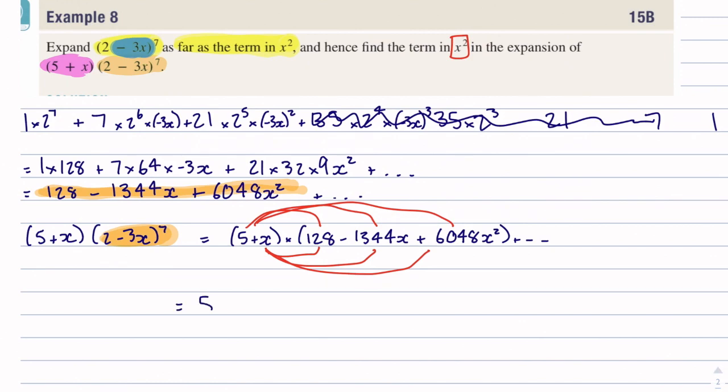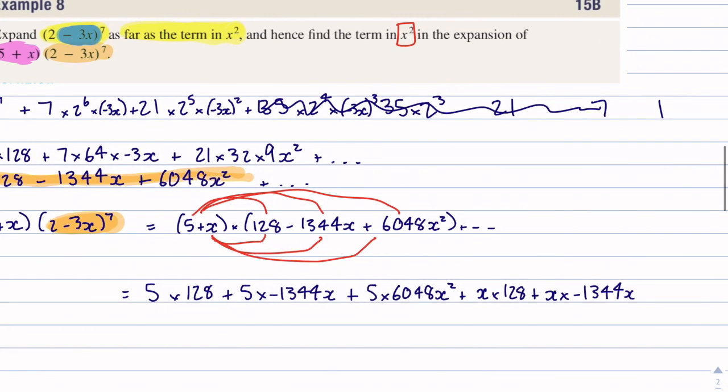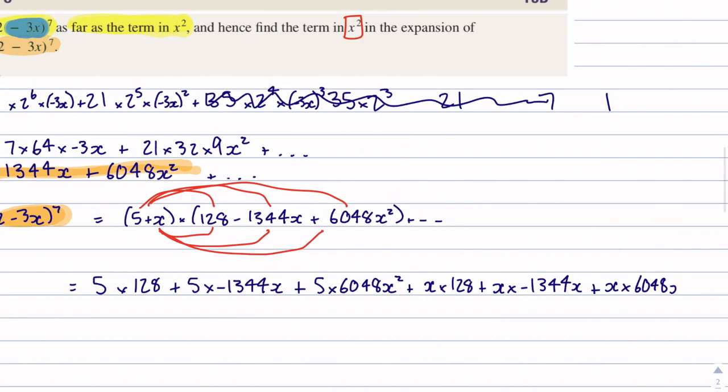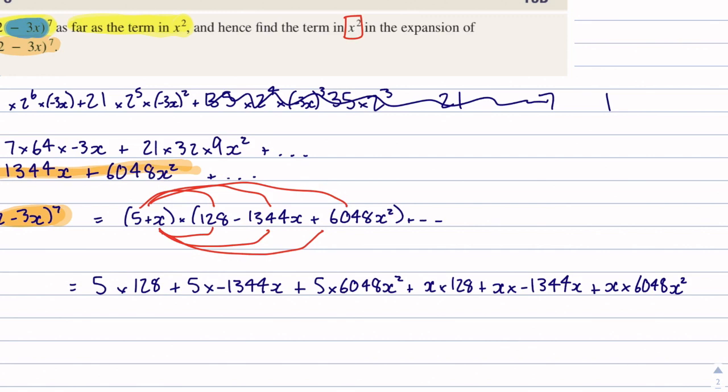So we get 5 times 128 plus 5 times negative 1344x plus 5 times 6048x squared plus x times 128 plus x times negative 1344x plus x times 6048x squared. So let's pick out the terms that are going to have x squared. So this one definitely will, and this one will also, because it's x times that x.